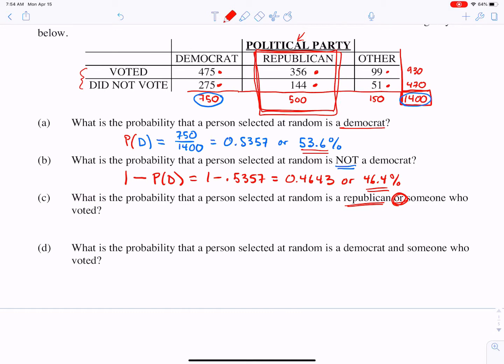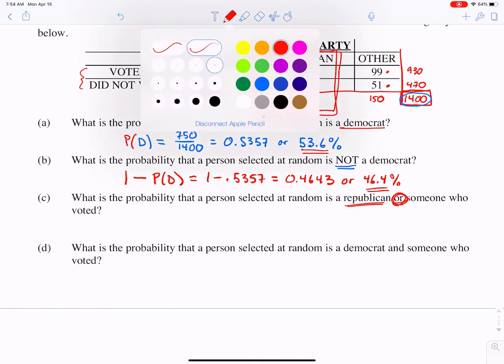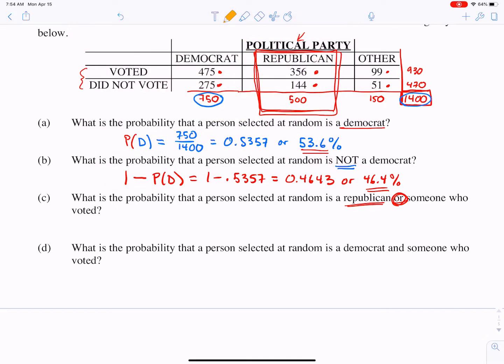And then it says or someone who voted. So I'm going to change colors to orange for someone who voted. That's this right here. These are all the people who voted. Okay? So the main thing you can see is that there's a lot of people that are in one of those two highlighted red areas or orange areas. But importantly, there's 356 people that are in both.